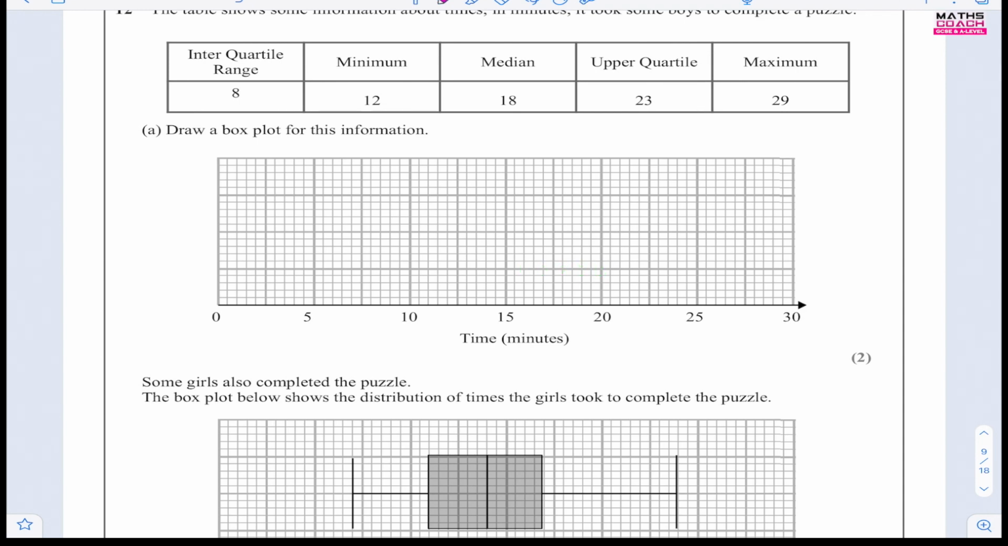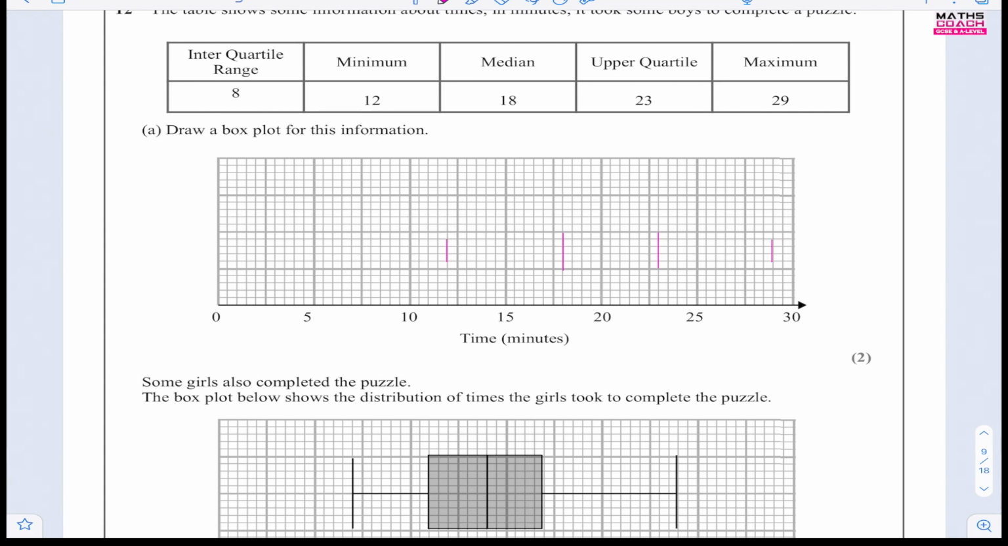We want 18, so that's going to be right there. Next, let's put in the upper quartile, which is 23. So it's going to be 21, 22, 23, right there. We know that the maximum is 29, so 29 will be right there, and it's going to be a smaller line. And we know that the minimum value is 12, so that's going to be 11, 12, right there. Again, a smaller line than the others. So this is what we have so far.